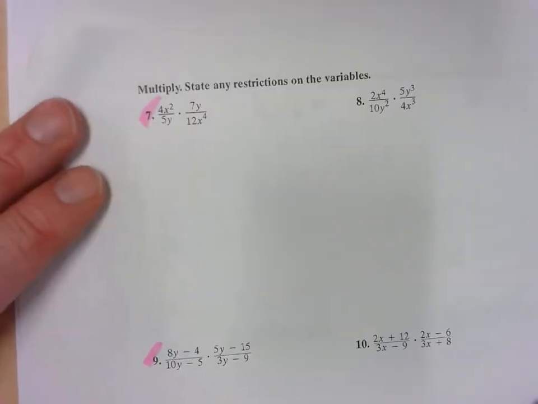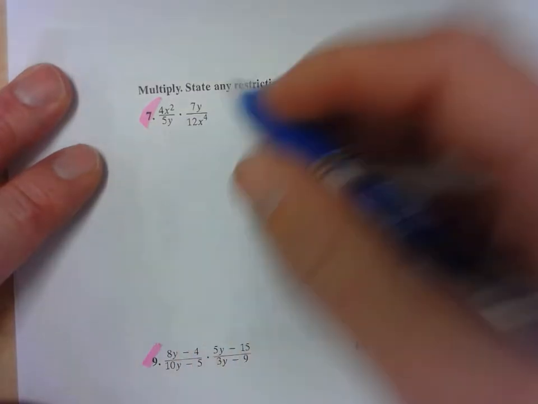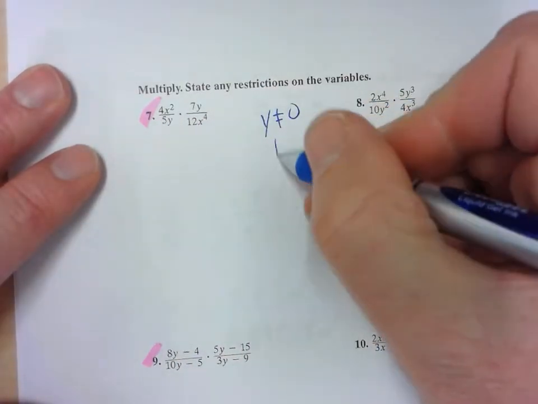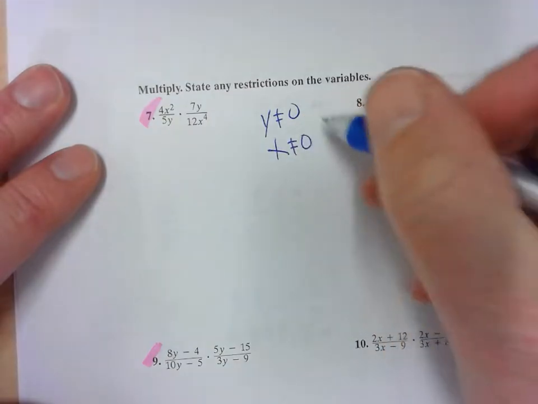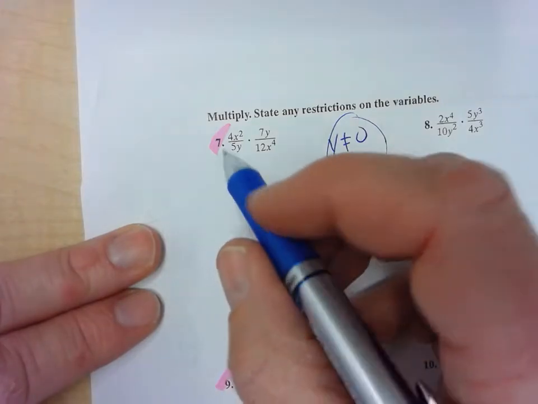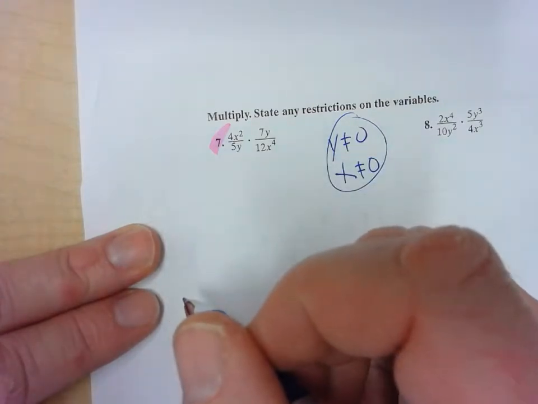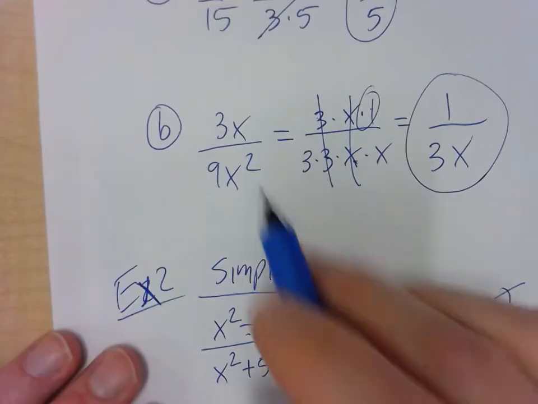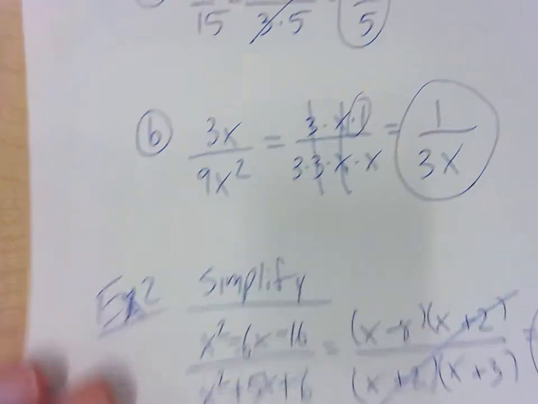We're going to multiply. Any restrictions? Well, y cannot be 0 because you'd be dividing by 0, and x cannot be 0 as well. Now we're going to factor this all out just like I did on this example right here, where you factor everything out and cancel stuff.